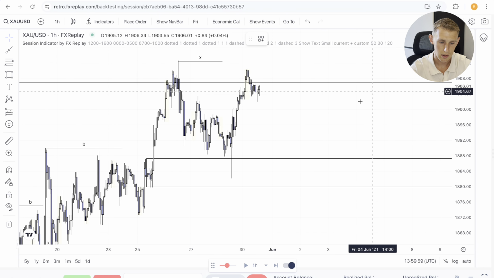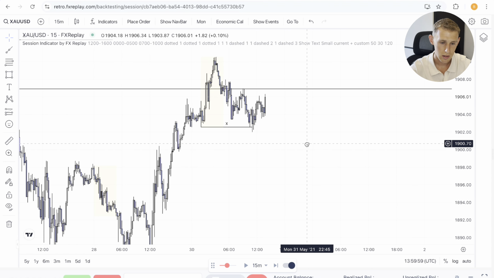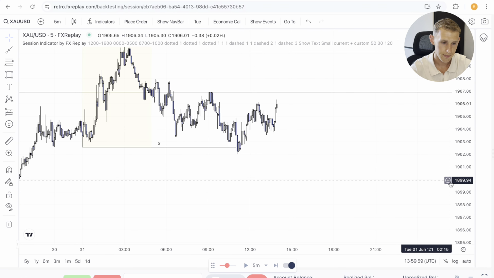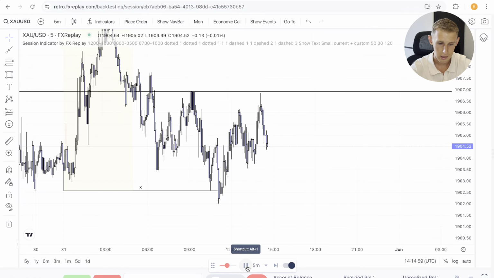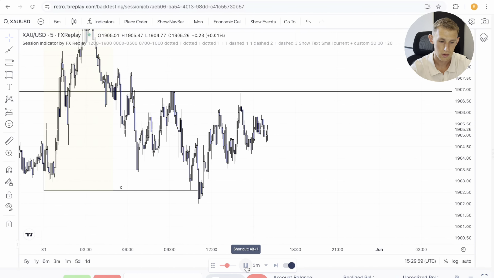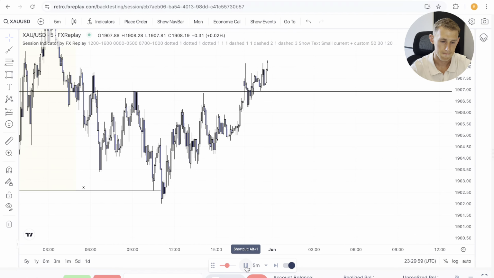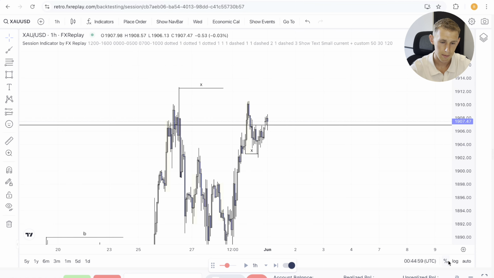Cool, so let's have a look. Where could we look to buy from? So first idea would be price comes down, taking out this Asia low. I think we just missed the entry there. The M5 entry should have been on this demand that I just missed. Yeah, so nothing here just yet. I'm just going to play price on.